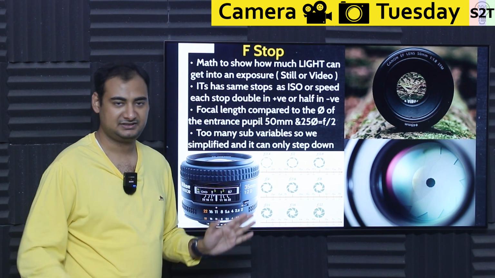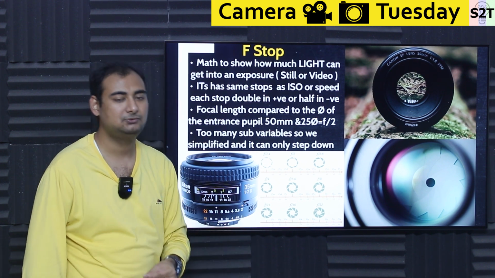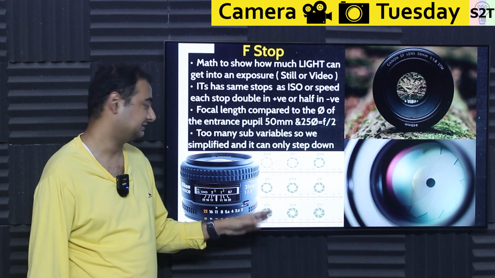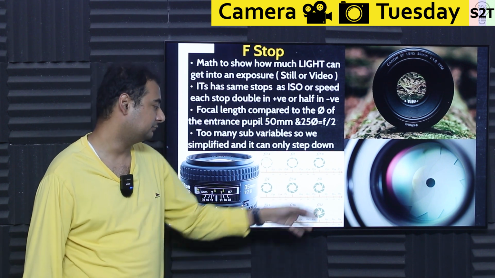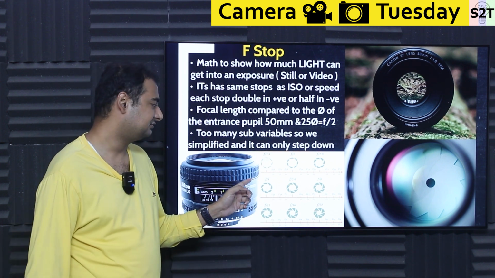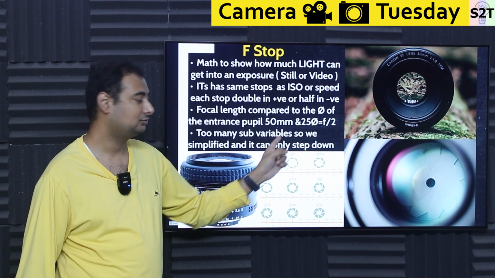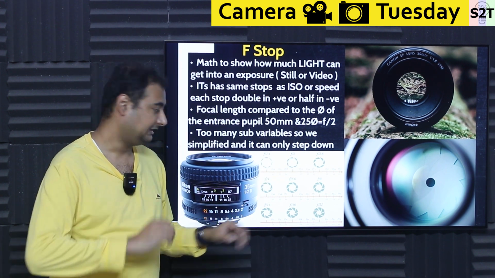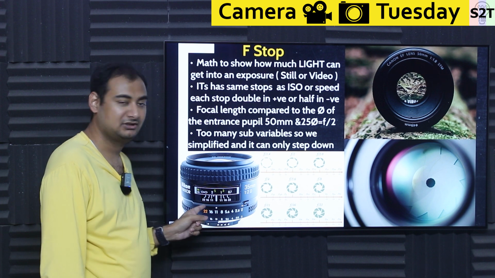This is a very simple mathematics. For simplicity's sake, for ease of use sake, we have settled on this. You have f1.4, f2, f2.8, and you may like, okay, this number sounds odd, why the heck are we going from 2 to 2.8? It's one stop, and you do not have to worry about this. Your lens will be locked into that.